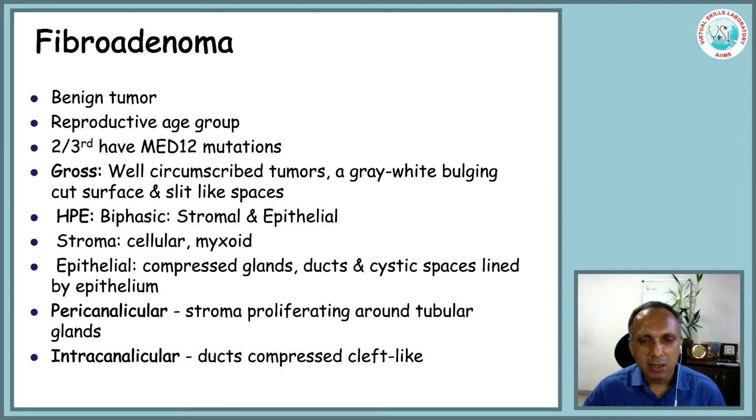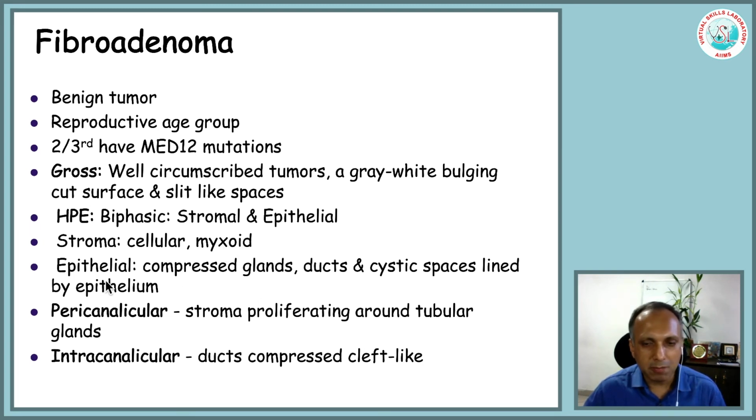Grossly, if you resect out a fibroadenoma, it is a well circumscribed tumor. If you cut it, the stroma literally bulges out. So it has a grey white bulging cut surface, and there are small chink-like or slit-like spaces on the cut section. Microscopically, it is a typical biphasic tumor, just like phyllodes tumor, which has both stromal and epithelial elements. We'll come to the differences between phyllodes tumor and fibroadenoma a little later. The stroma is cellular and myxoid. Varying degrees of cellularity may be there, but usually in a fully grown fibroadenoma, it is a myxoid stroma.